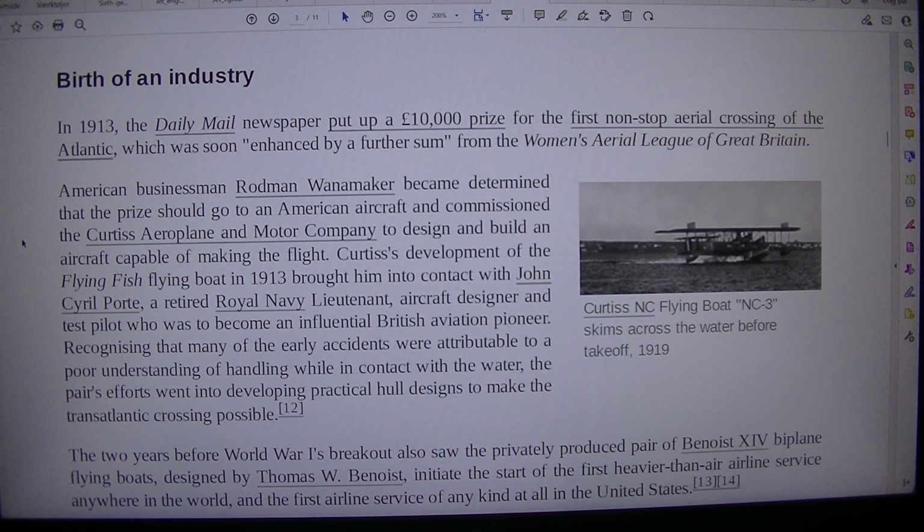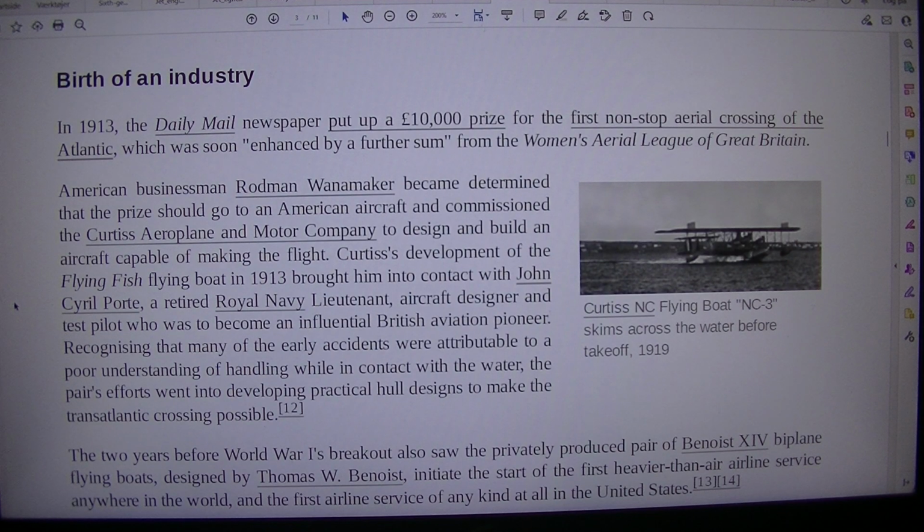Curtiss's development of the Flying Fish flying boat in 1913 brought him into contact with John Cyril Porte, a retired Royal Navy lieutenant, aircraft designer and test pilot who was to become an influential British aviation pioneer. Recognizing that many of the early accidents were attributable to a poor understanding of handling while in contact with the water, the pair's efforts went into developing practical hull designs to make the transatlantic crossing possible.